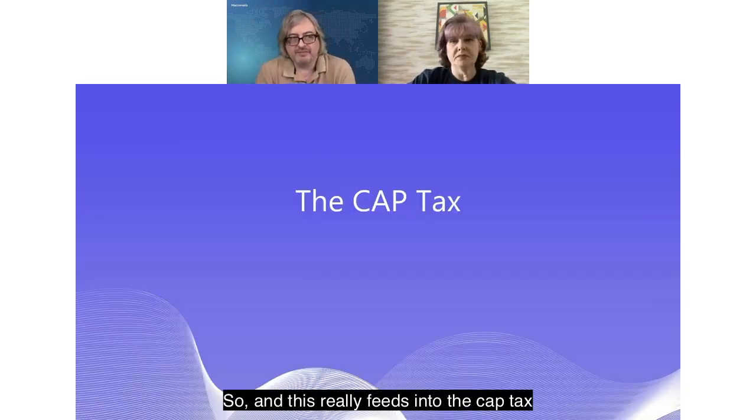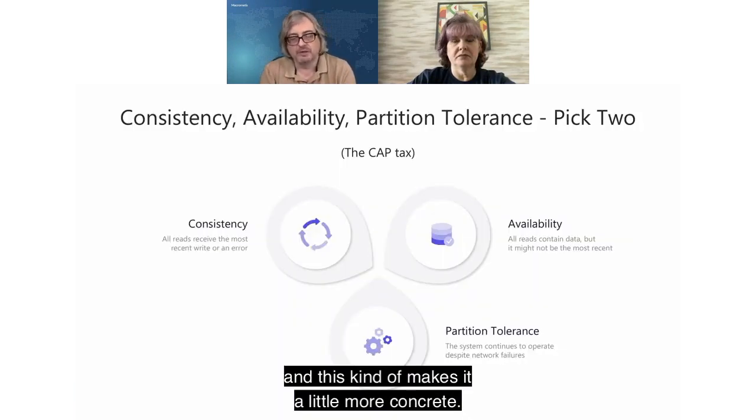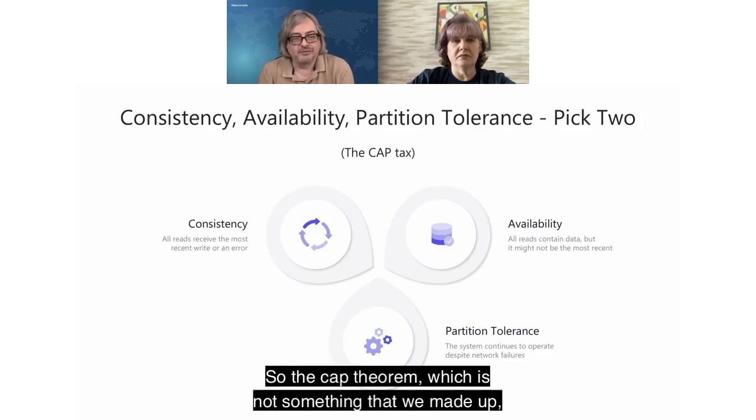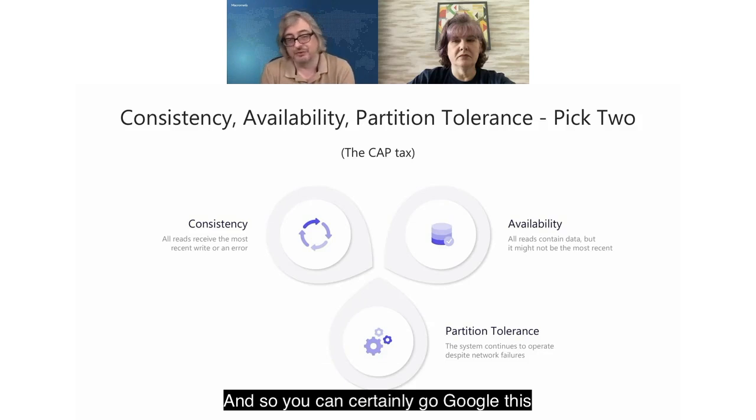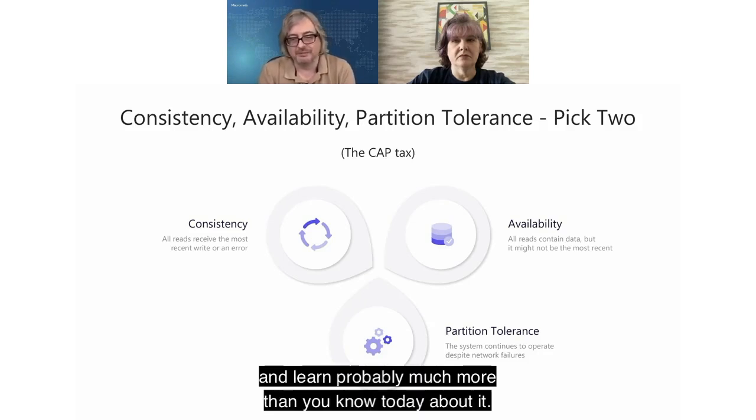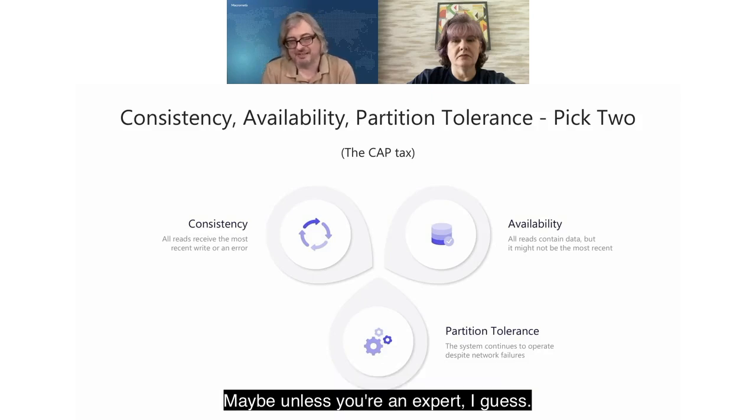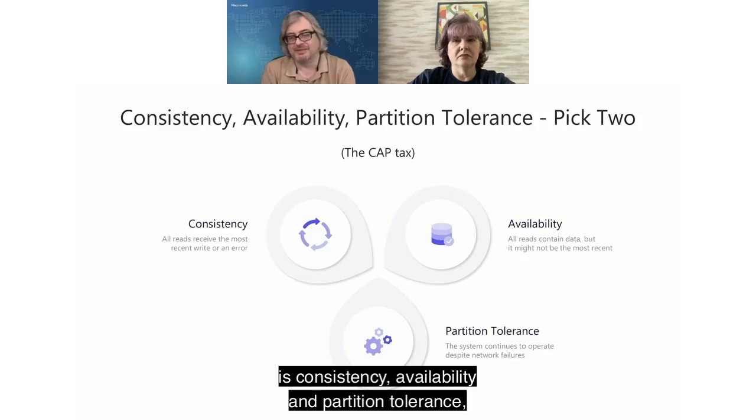So, and this really feeds into the CAP theorem, and this makes it a little more concrete. The CAP theorem, which is not something that we made up, is a commonly discussed theorem in computer science, and you can certainly go Google this and learn probably much more than you know today about it. Maybe unless you're an expert, I guess. But what it says in a nutshell is consistency, availability, and partition tolerance, and you have to pick two.